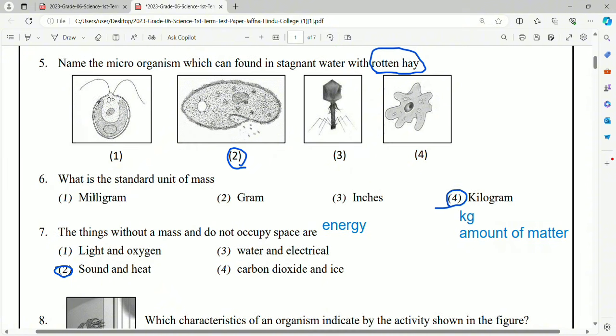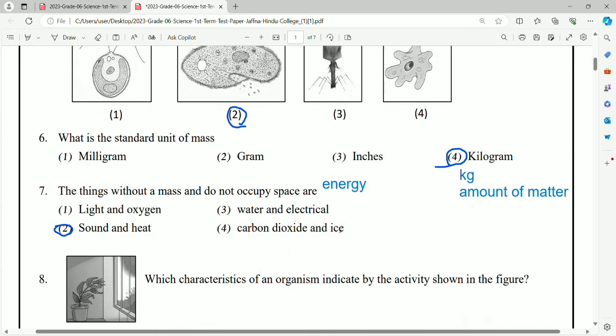What is the standard unit of mass? Kilogram. Small k, small g. Don't write capital K, capital G. Kilogram. Mass means the amount of matter in an object. Question number 7.